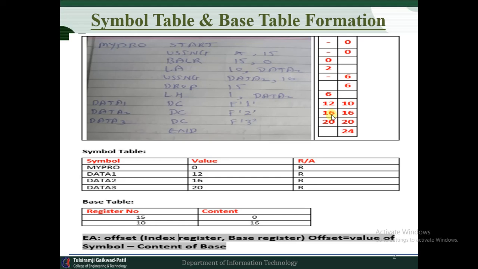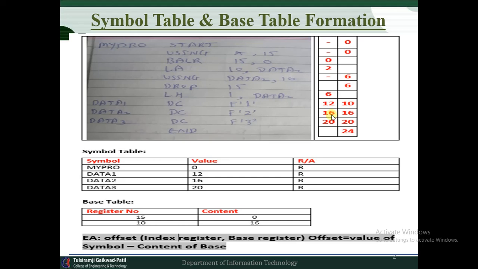Here you may find on the left hand side mypro, data 1, data 2, data 3. These are the symbols. If you want to find out the symbols in the program you have been given, you may find on the left hand side the different symbols. So the symbols contained in your program are mypro, data 1, data 2, data 3. These are the four symbols in your symbol table. So how many rows do you require? Here you require 4 rows to insert the symbols.